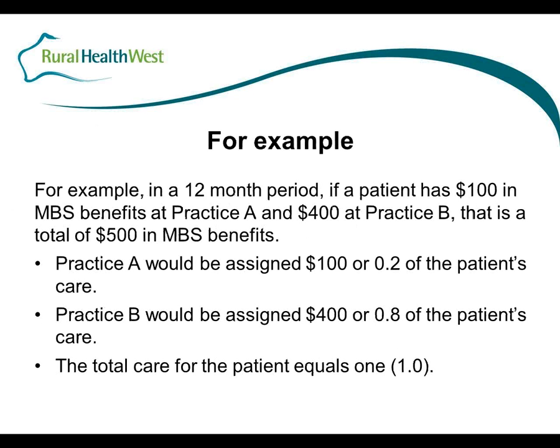For example, in a 12-month period, if a patient has $100 in Medicare benefits at practice A and $400 in Medicare benefits at practice B, that is a total of $500 in Medicare benefits. Practice A would be assigned $100 or 0.2 of the patient's care, and practice B would be assigned $400 or 0.8 of the patient's care. Therefore, the total care for the patient equals 1.